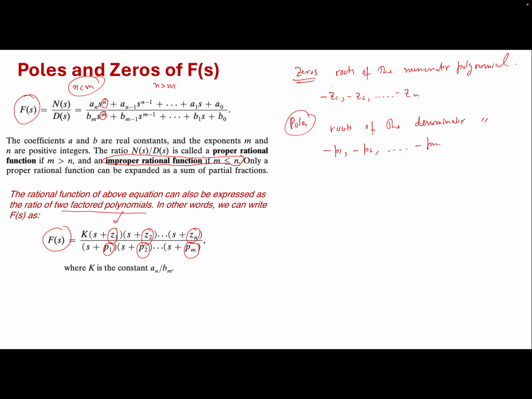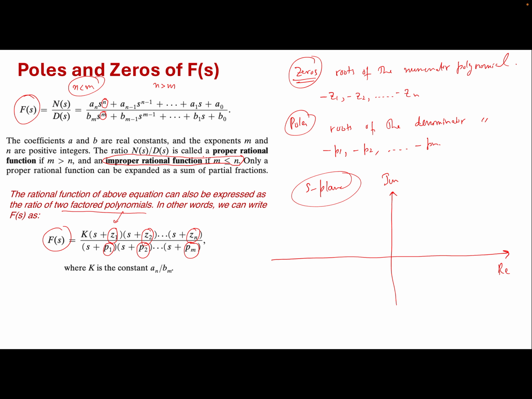And interestingly, I can plot these roots, both the zeros and the poles, in the s domain, but I call it the s-plane. So we can convert this into an s-plane where the x-axis is the real values and the y-axis is the imaginary values, and we can plot these zeros and the poles.